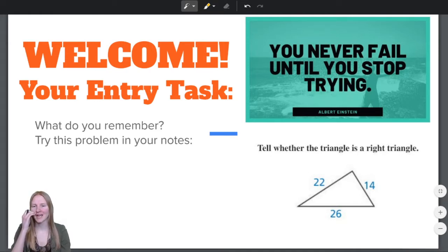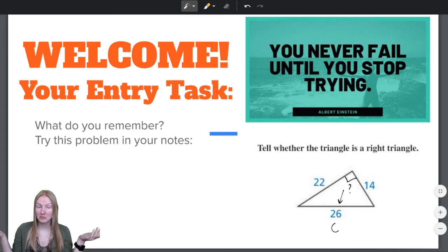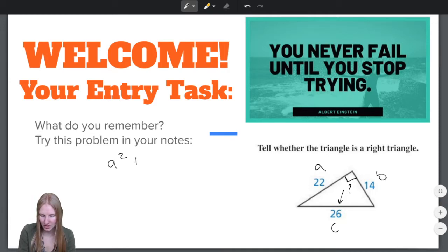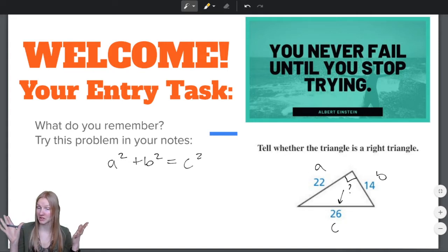Okay, we want to tell whether the triangle is a right triangle. So, I noticed that these two angles are definitely acute. This angle looks like it could be a right angle, but we don't know for sure. That's what we're trying to figure out. So, the side opposite the right angle, I put it in quotes because we don't know if there's a right angle or not, but that's C. And then the other two sides are A and B.